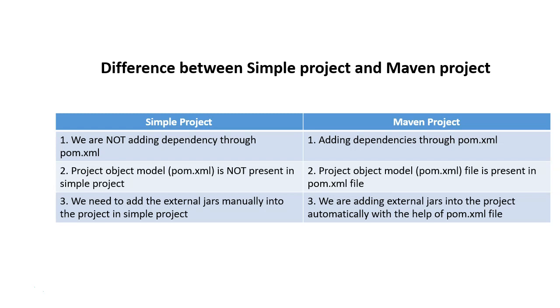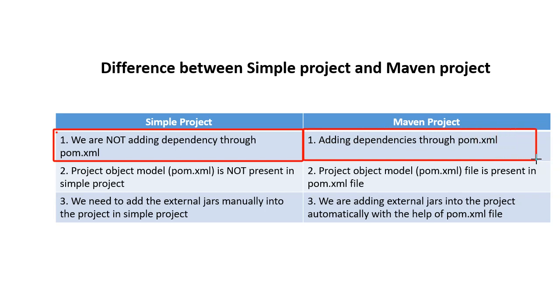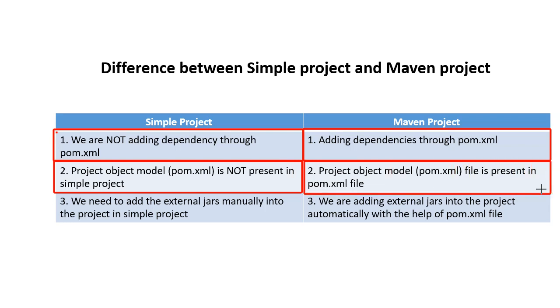So let's see what is the difference between these two types of project and which one is preferable for our comfort. When you move towards the simple project, you are not adding any kind of dependencies with the help of pom.xml. On the other hand, when you use a Maven project, you have to add the dependencies through pom.xml. In a simple project, the pom.xml file is not present. On the other hand, in a Maven project, the pom.xml file is present.